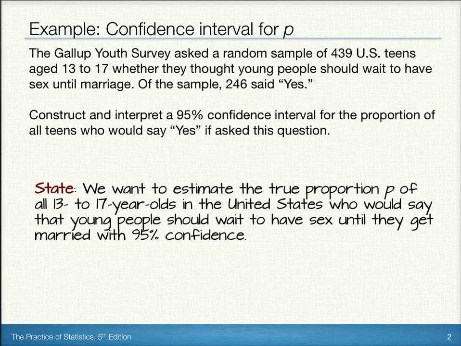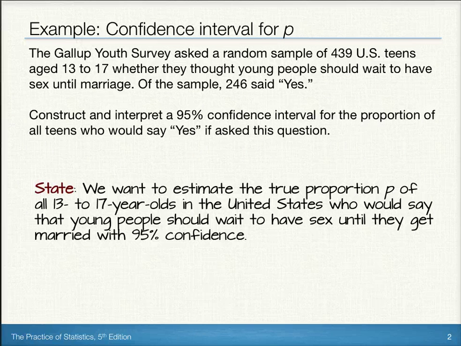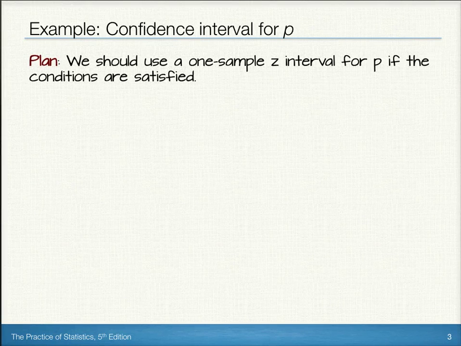if asked this question. We'll use our three-step process, starting with stating the problem. We want to estimate the true proportion p of all 13 to 17-year-olds in the United States who would say that young people should wait to have sex until they get married with 95% confidence. Now to plan, we should use a one-sample z interval for p if the conditions are satisfied.